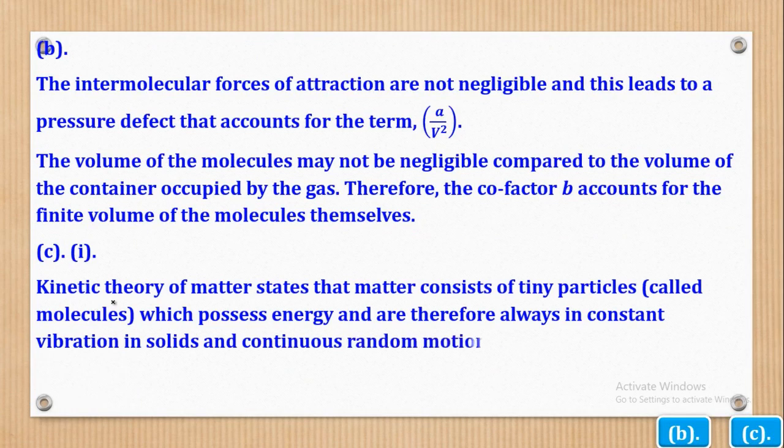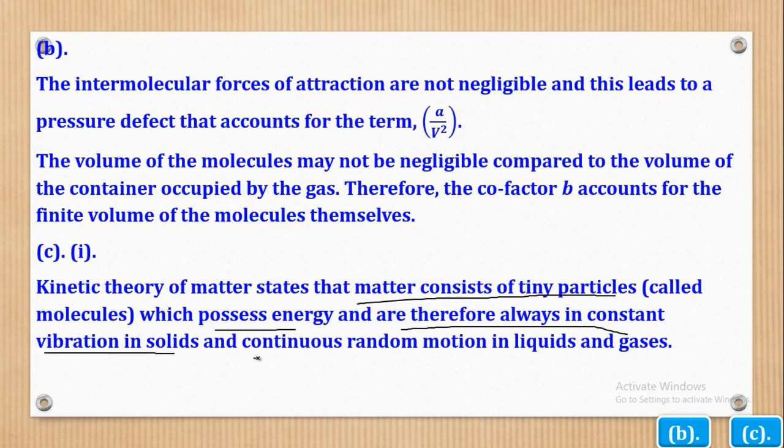So we are going to say that the kinetic theory of matter states that matter consists of tiny particles which possess energy and are therefore always in constant, know this word constant, vibration in solids and continuous random motion in liquids and gases. So because they said matter, you have to state what happens in solids, what happens in liquids, and what happens in gases. So for solids it's constant vibration, but for liquids and gases it is continuous random motion.